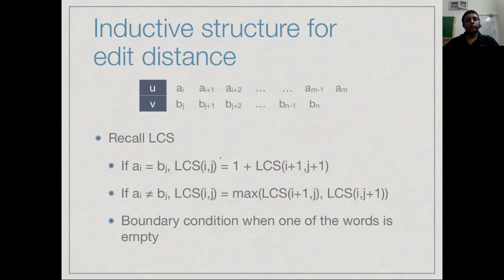So going back to longest common subsequence, it said that if two letters match at the beginning of a word, then it's useful to assume that the common subsequence includes that. So I have this one which says that ai is equal to bj, so I include this in my subsequence and then I solve the rest of the problem. Otherwise, I take the max of the two subproblems that I get by dropping ai or bj.